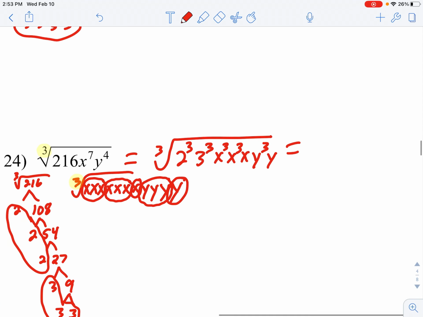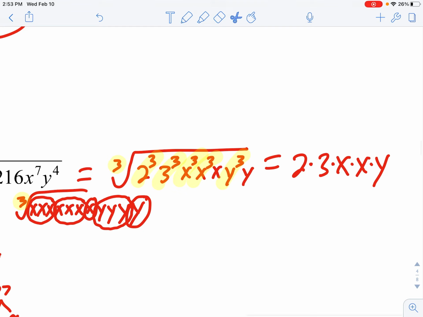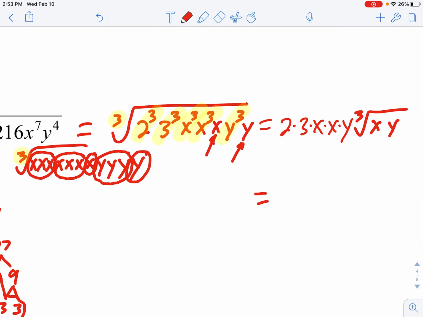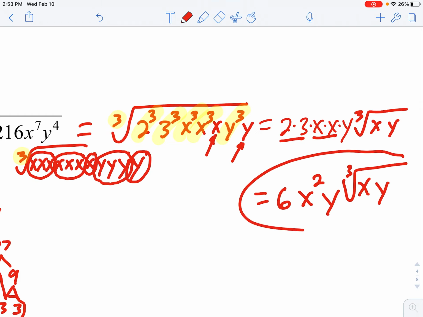So now to simplify this, since it's a cube root, everything with a cube is going to simplify. So everything in yellow, I bring out a 2, a 3, an x, another x, and a y, and I've just run myself out of room. Hold on. Shrink that down, move it over. And then this x and this y are left inside there. So I can make this 6, right? 2 times 3 is 6. X squared, x times x, y times the cube root of xy.